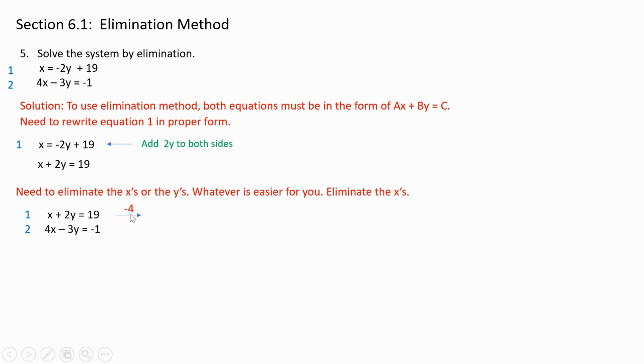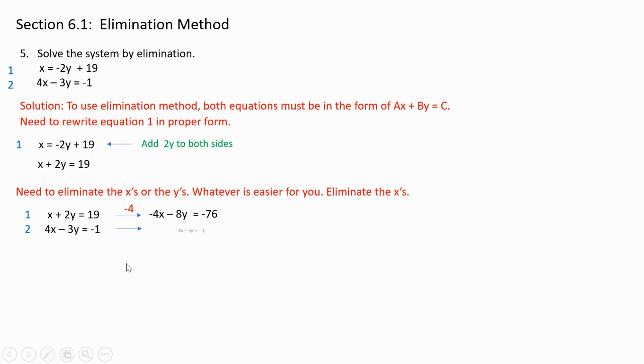So I'm going to multiply by -4. And again, why -4? Because this is already a positive 4 there. So -4 times x will give me a -4x. And then when I add them, they'll be eliminated. But you have to use legal math concepts here. So I need to multiply -4 times both sides of the equal sign, or -4 times every term on the equation. So if we multiply -4 times x and -4 times 2y and -4 times 19, the result will be -4x minus 8y equals -76.